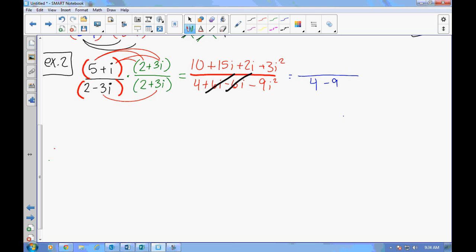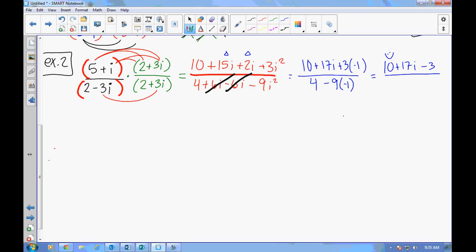What is I squared? So times negative 1. And the numerator, what do we do in the numerator? We have like terms. In the middle here, we have 15 ice creams plus 2 ice creams is 17 ice creams, plus 3. What is I squared? So whenever there's an I squared, it becomes a real number. It's no longer imaginary. I squared is negative 1. So we actually end up having 10 plus 17i minus 3 on the top.